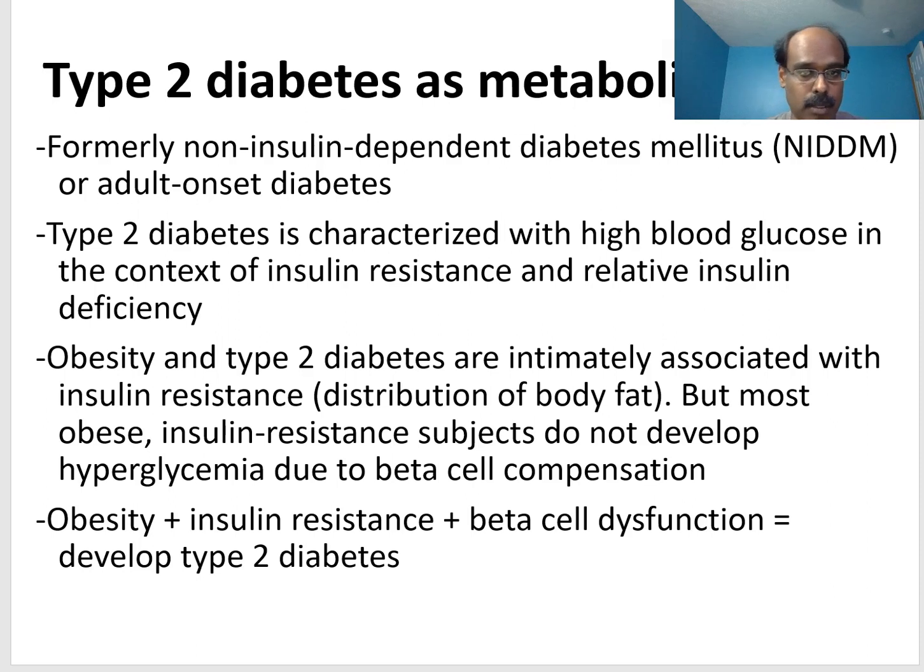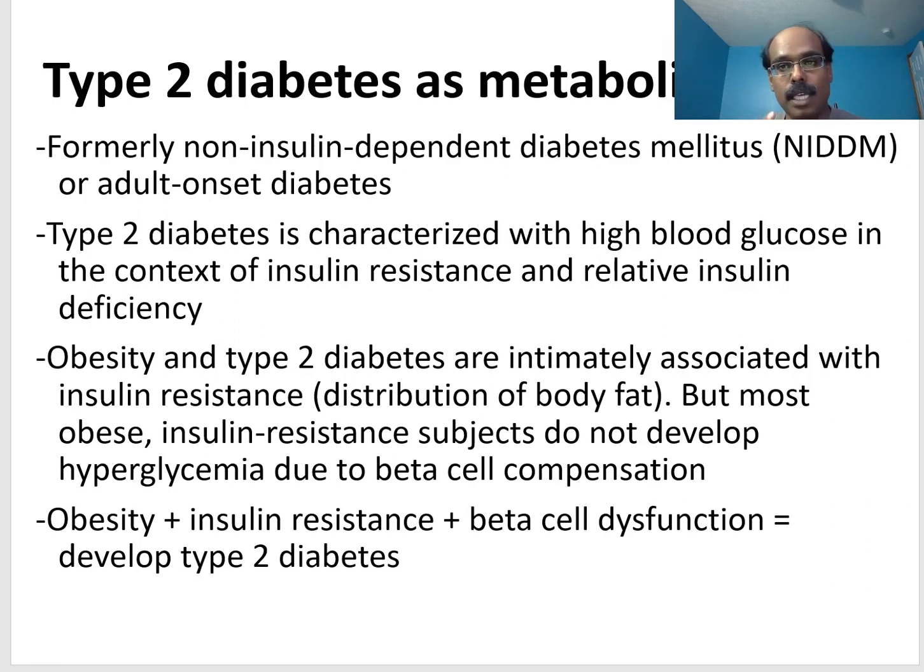It is characterized by high blood glucose level, and insulin resistance happens, and relative insulin deficiency happens at the latest stage of the disease development. Type 2 diabetes is highly associated with obesity and metabolic syndrome, and they are intimately associated. There is insulin resistance, and the distribution of body fat is enormously visceral adipose tissue, meaning high accumulation of adipose in the abdomen. But most obese and insulin resistant subjects do not develop hyperglycemia due to beta cell compensation. But when the beta cell compensation is lost, that results in type 2 diabetes.